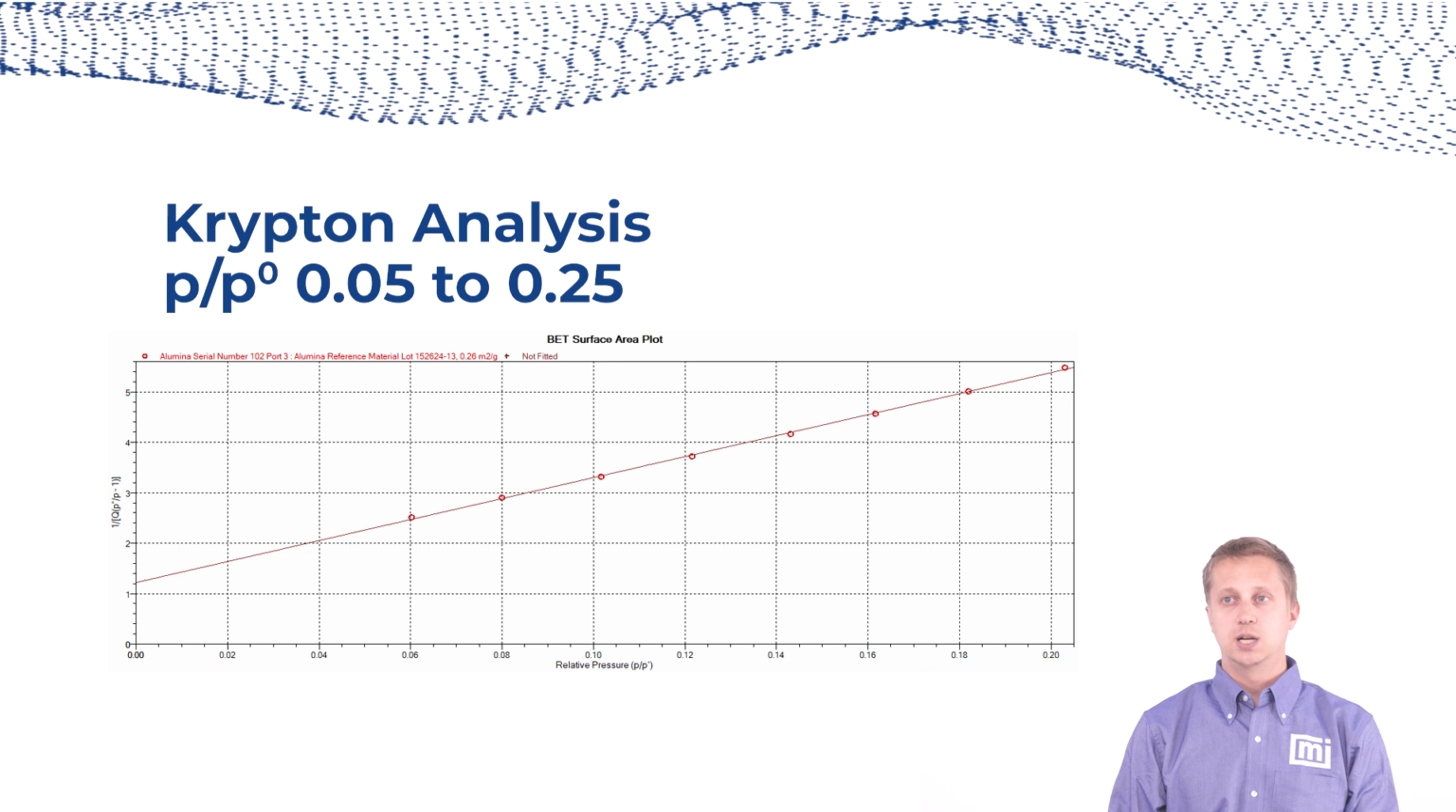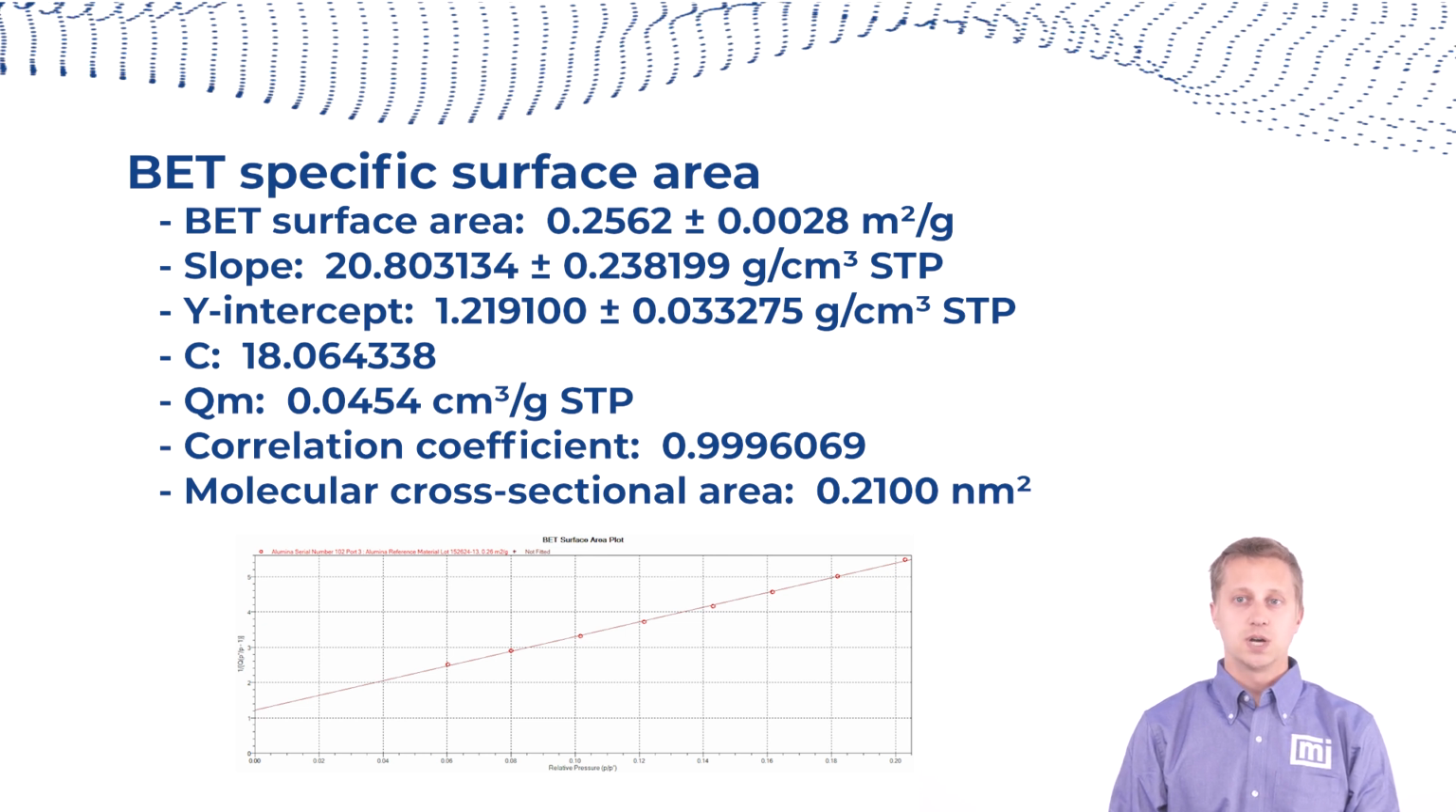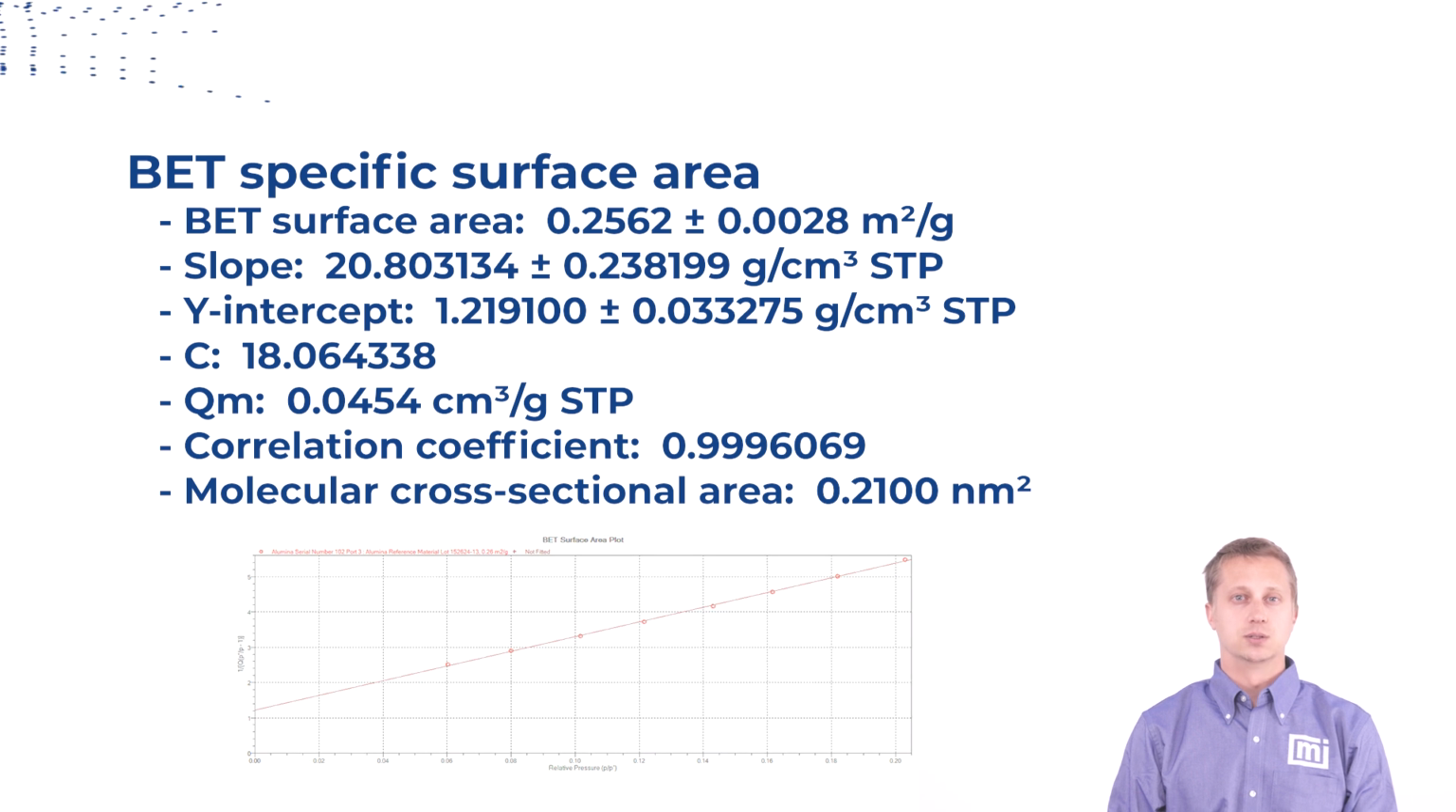Looking at our fit, once again, we see an excellent fit in our BET surface area plot. We observe a BET surface area of 0.25 meters squared per gram, a slope of about 20.8, and a y-intercept of 1.2. Once again, we have a positive C value, very small monolayer coverage amount of only about 0.04 centimeters cubed per gram STP, and a correlation coefficient with at least three nines. The molecular cross-sectional area displayed here is for krypton, which is a little bit larger than nitrogen.